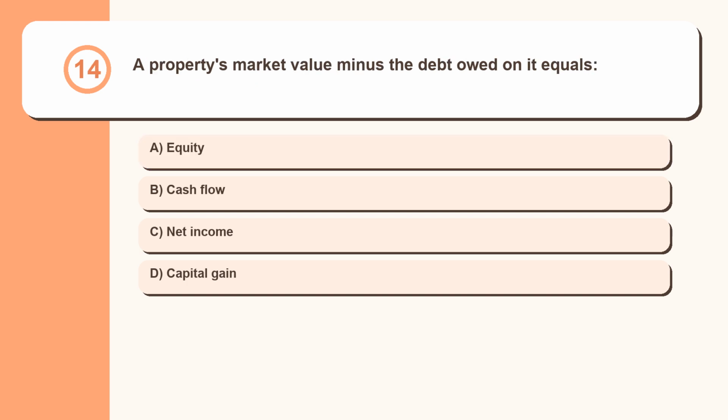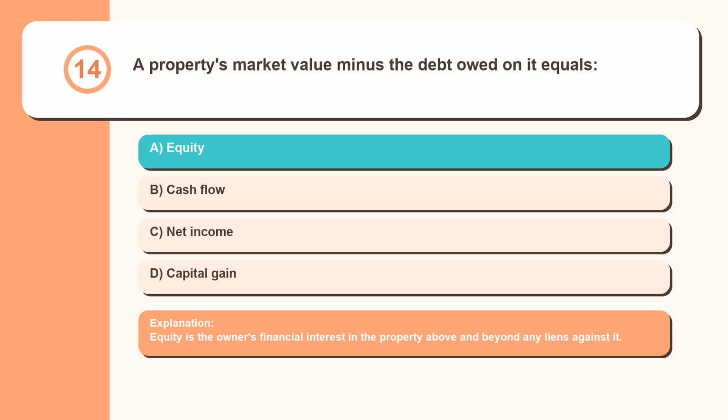Question 14. A property's market value minus the debt owed on it equals equity, cash flow, net income, capital gain. Equity is the owner's financial interest in the property above and beyond any liens against it.